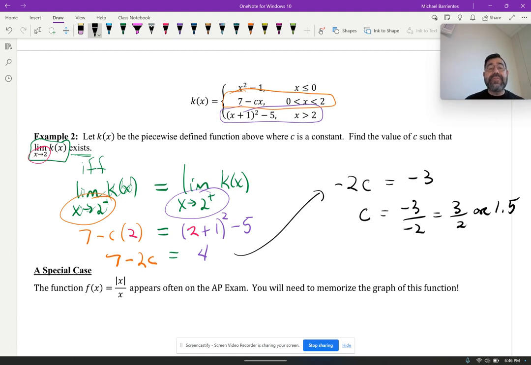This type of problem usually comes up in the multiple choice section. So it would behoove us to practice this, and we are definitely going to do that in class.